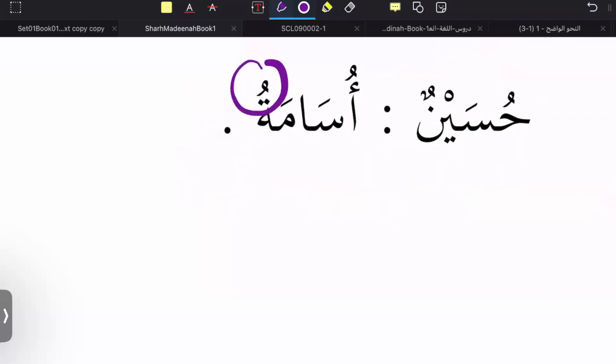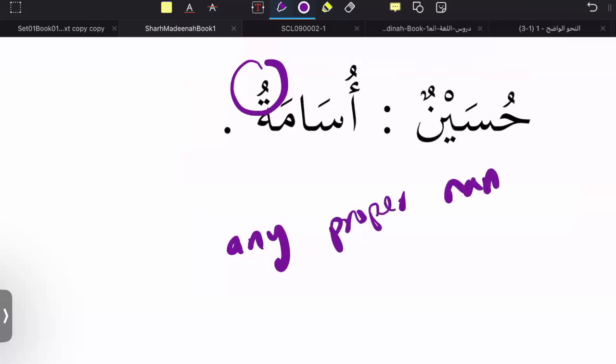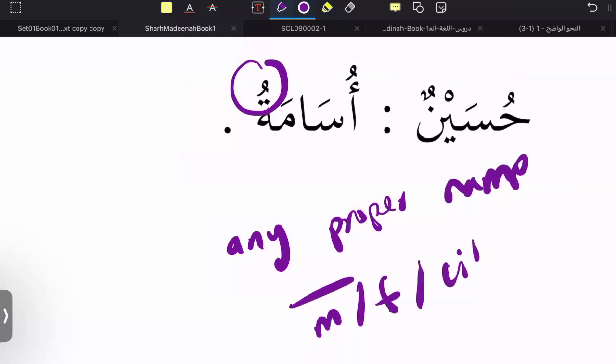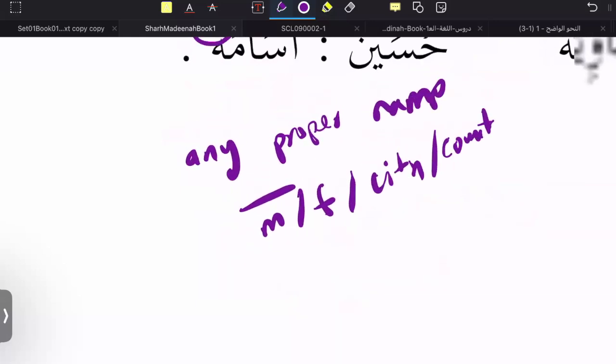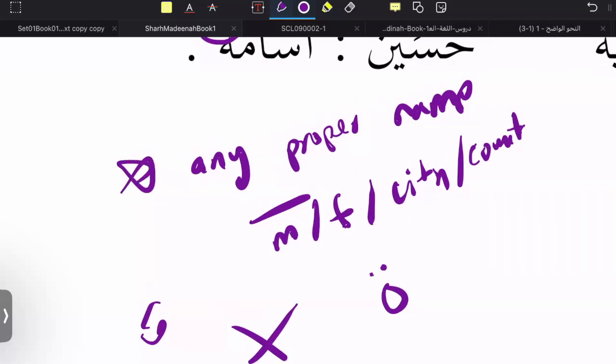To make your life a little bit easier, I can say it with confidence: any proper name, whether it's masculine, feminine, city, country, state, doesn't matter, any proper name with this ta marbuta will not take tanween. Any proper name that has ta marbuta becomes this concept that we keep mentioning, غير منصرف, ممنوع من الصرف.